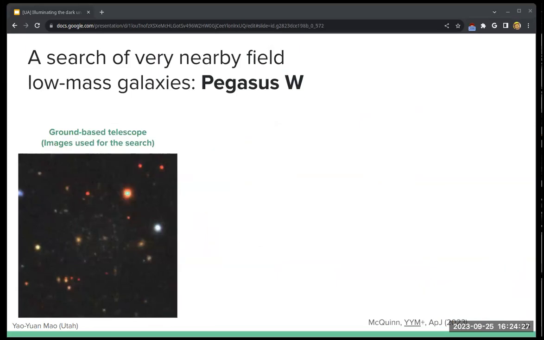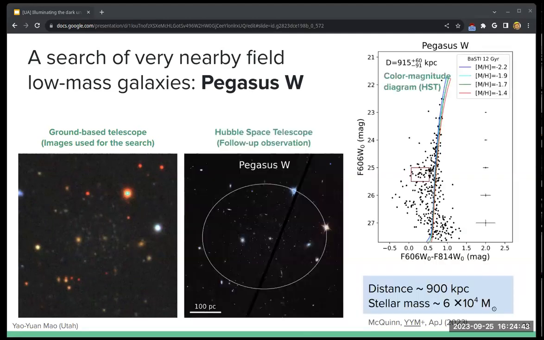Okay, so for things that are really, really nearby, we have been trying to identify galaxies that are slightly outside the Milky Way and Andromeda, and see if we can find any of those. So far, we have found 3 objects. This is Pegasus W. This is what it looked like in the DESI Legacy Imaging Survey. That's the same field in Hubble Space Telescope. So you can see the individual stars of the galaxy. We did find this through the DESI imaging.